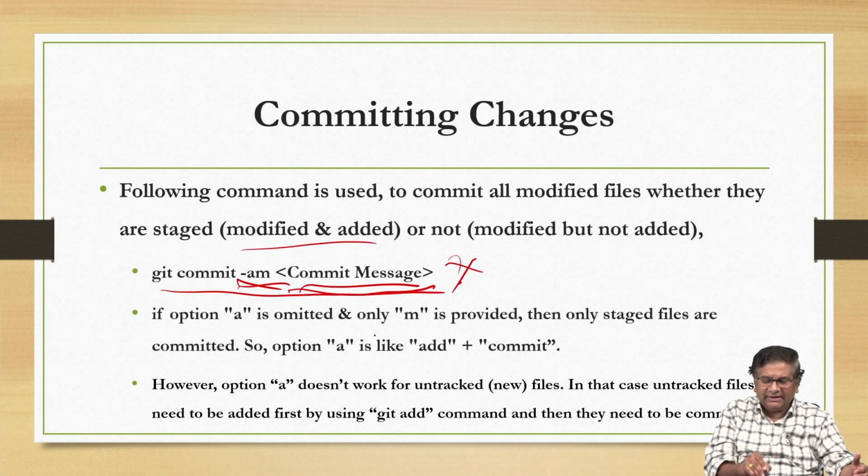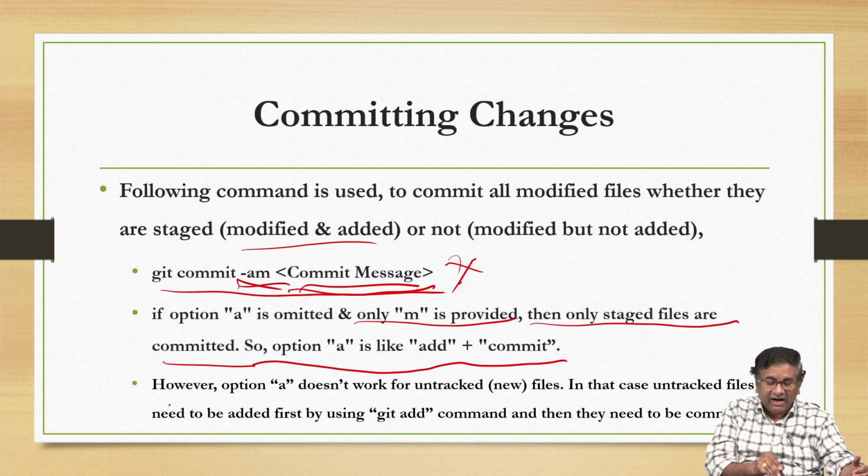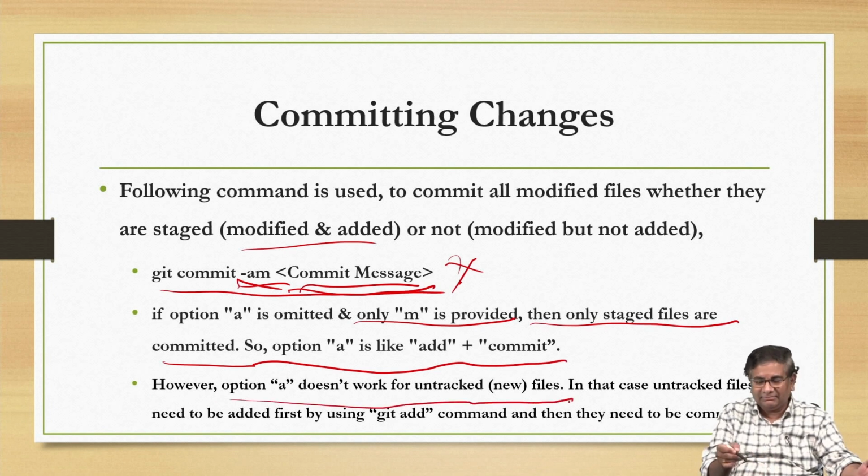If option a is omitted and only m is provided, then only staged files are committed. So option a is like add plus commit. However, option a doesn't work for untracked files. That's what I'm talking about. In that case, untracked files need to be added first by using the git add command, then they need to be committed, right? So that's it.